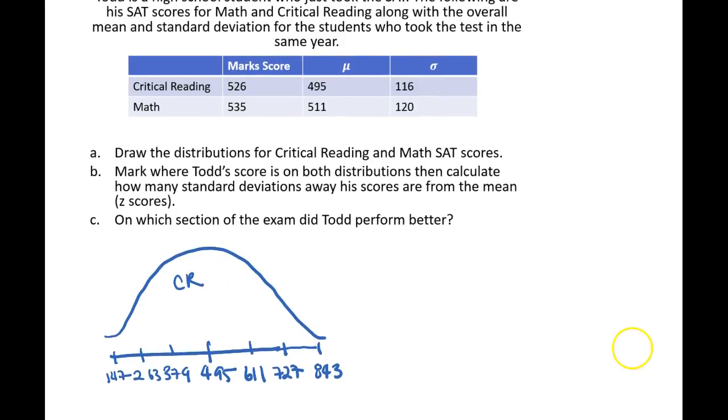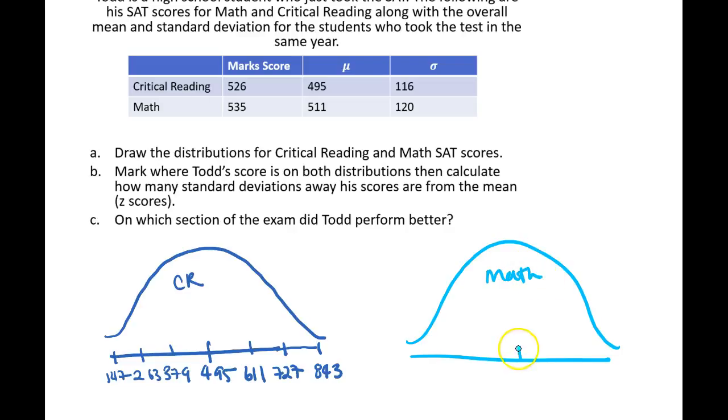Now for the math scores, the average is equal to 511. The standard deviation is then equal to 120. So one standard deviation up from the mean will be 631, two up will be 751, and three up from the mean will again not be a possible value, but it'll be 871. All right. One down from the mean will be 391, two standard deviations down from the mean will be 271, and three standard deviations down from the mean will be 151. All right, so now we have our critical reading and our math scores.